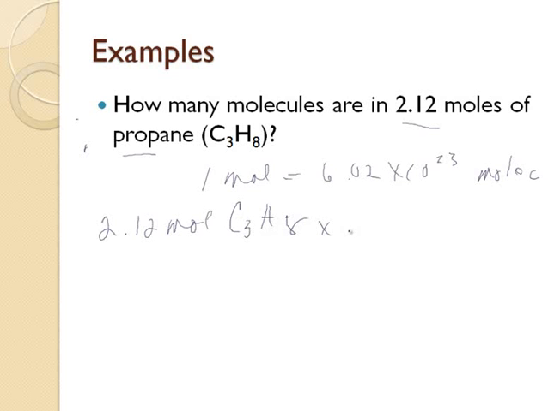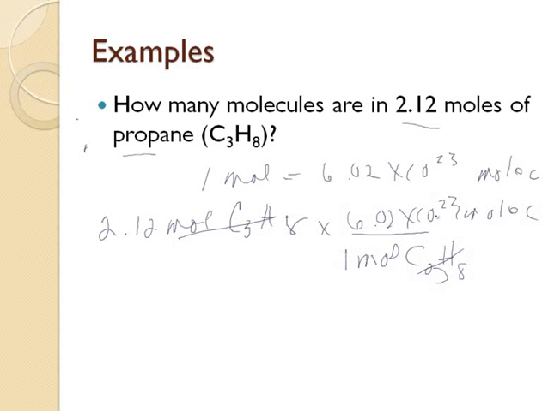is my given. And what I know is 1 mole, I'm going to have the same units down here that I had here, C3H8, so that cancels out, is 6.02 times 10 to the 23rd molecules. Okay, if I multiply 2.12 times Avogadro's number, I'm going to get 1.28 times 10 to the 24th molecules. Alright, that's going to do it.